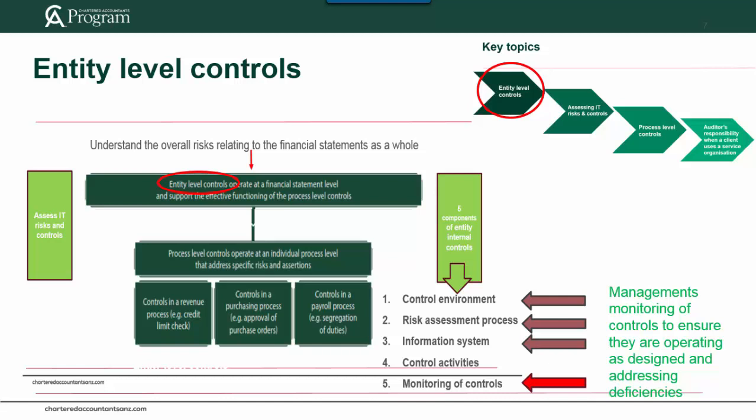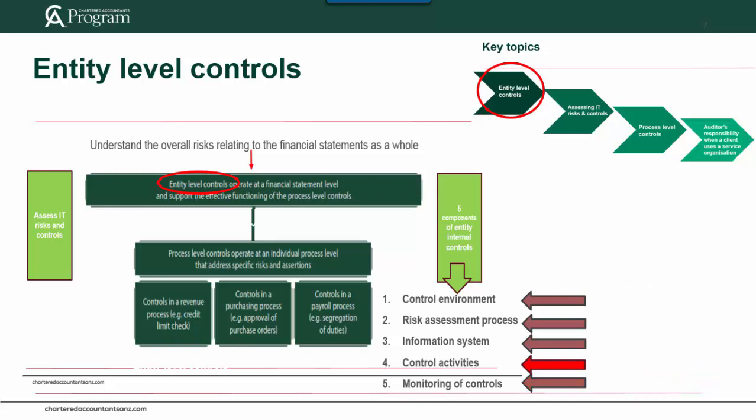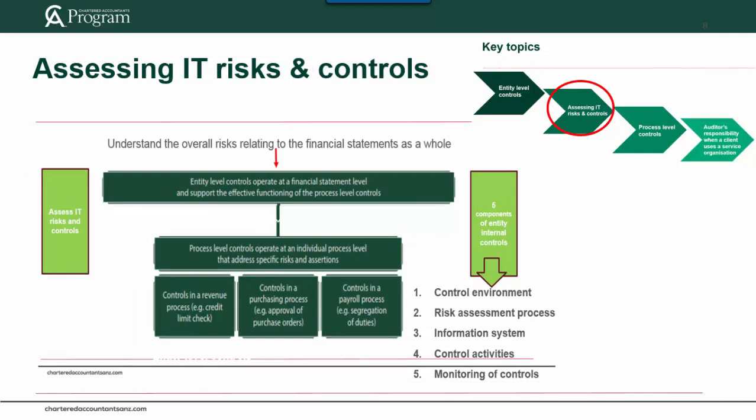For example, the auditor could review the minutes of the board and audit committee meetings and actually attend audit committee meetings too. It's worth pointing out that the other component, control activities, will typically refer to process level controls, which we'll go through shortly. But before we go on to control activities, we'll now discuss the auditor's need to understand IT and assess IT risks and controls, which is a key part of the information system component of internal control.